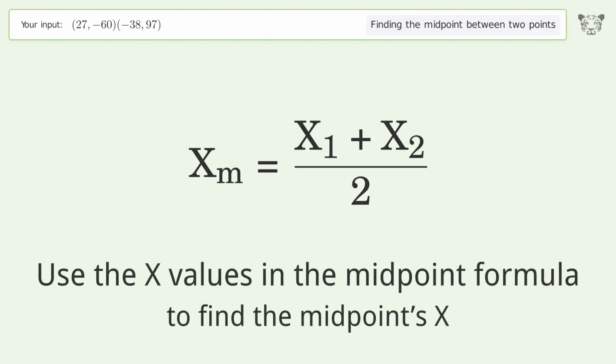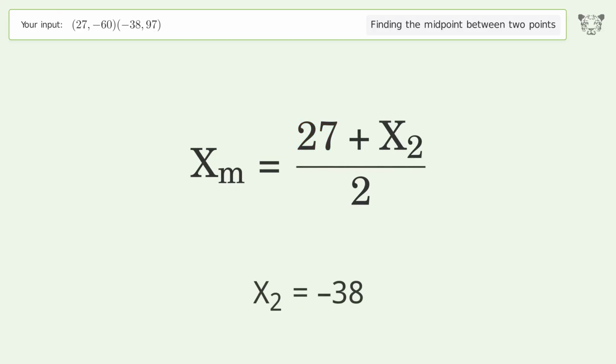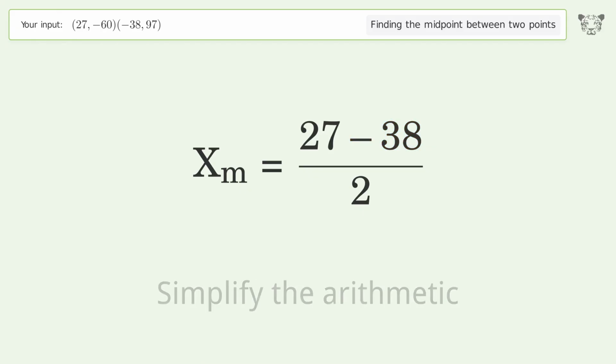Use the x values in the midpoint formula to find the midpoint's x. x1 equals 27. x2 equals negative 38. Simplify the arithmetic.